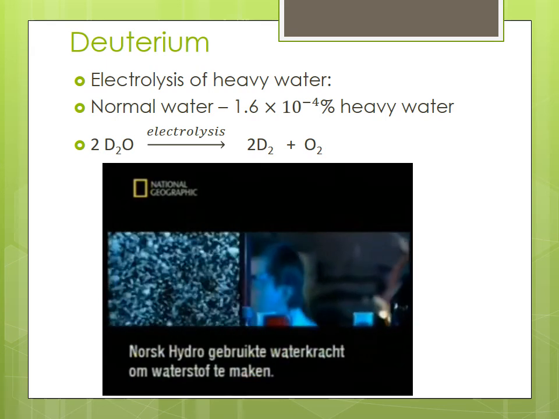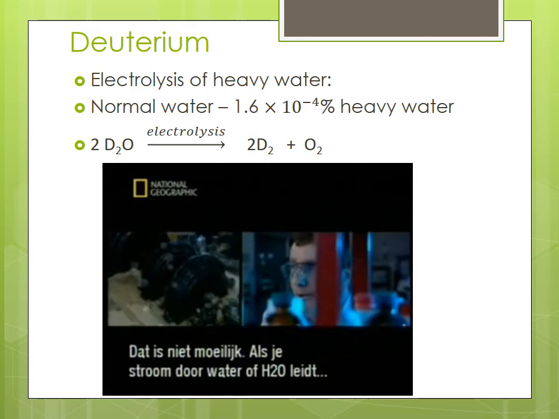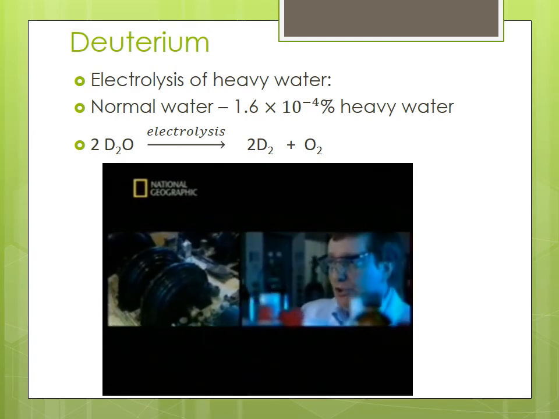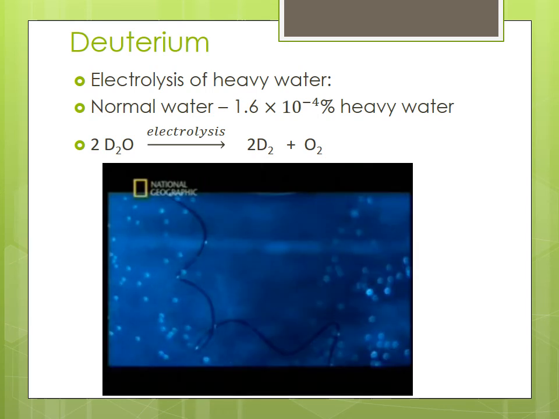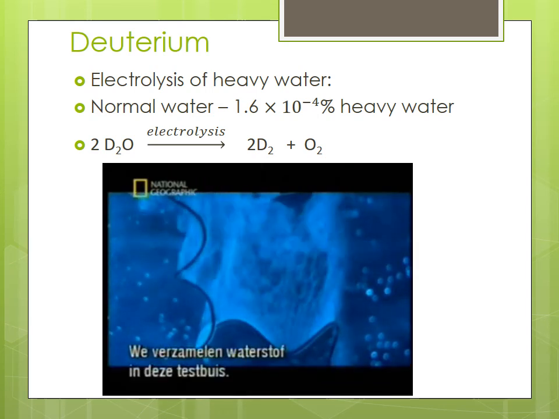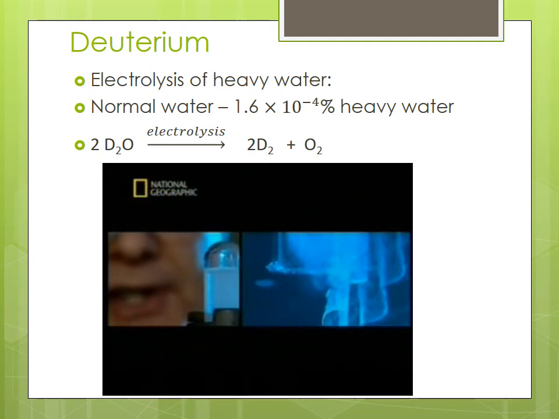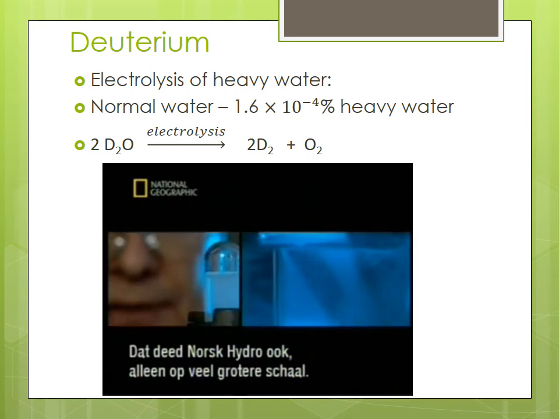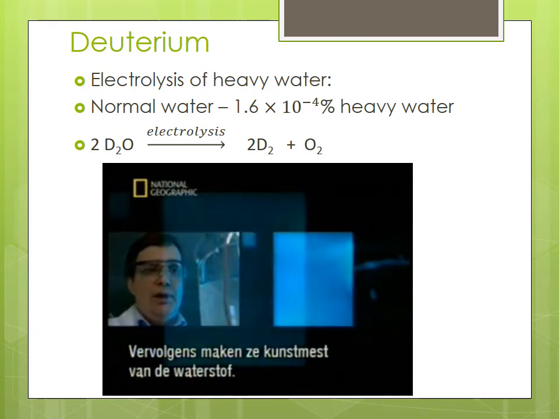Norsk Hydro were using hydroelectricity to make hydrogen. It's actually not a very hard thing to do. If you pass electricity through water, which is H2O, you can break it apart into hydrogen and oxygen. So, as you can see, we're collecting hydrogen here in this test tube, which is basically all that Norsk Hydro were doing, just on a vastly larger scale. And then they'd take the hydrogen and use it to make fertilizer.